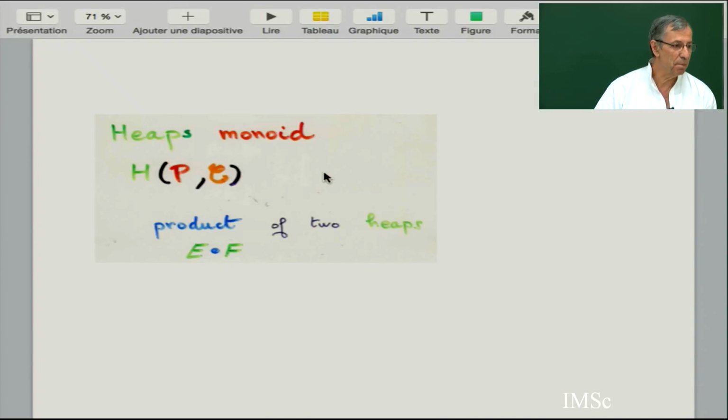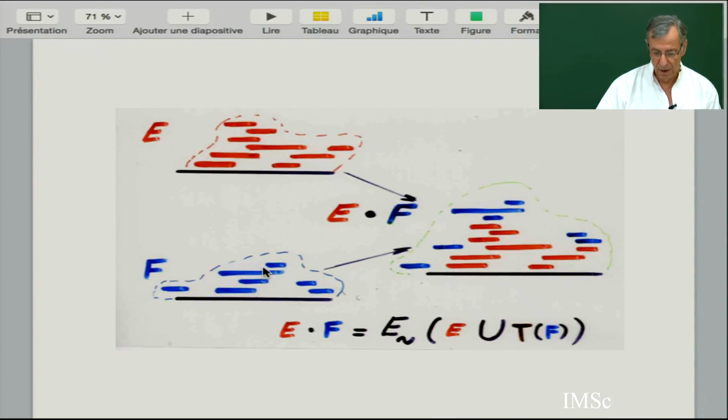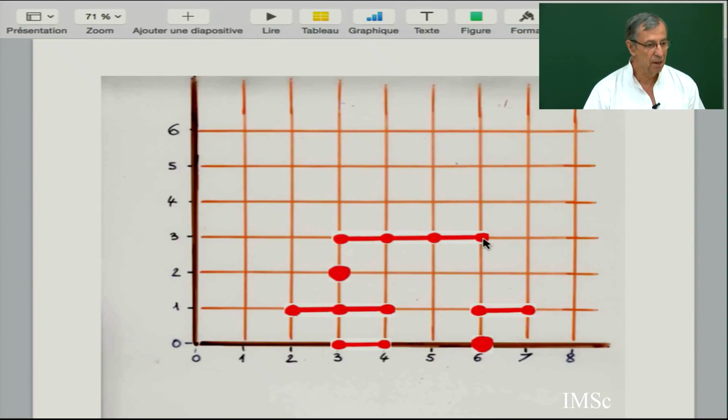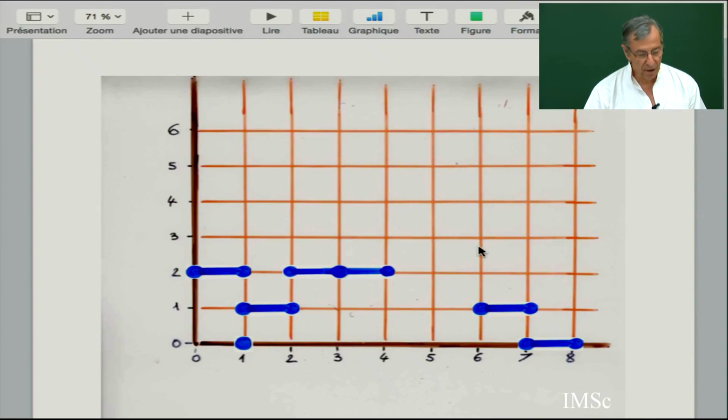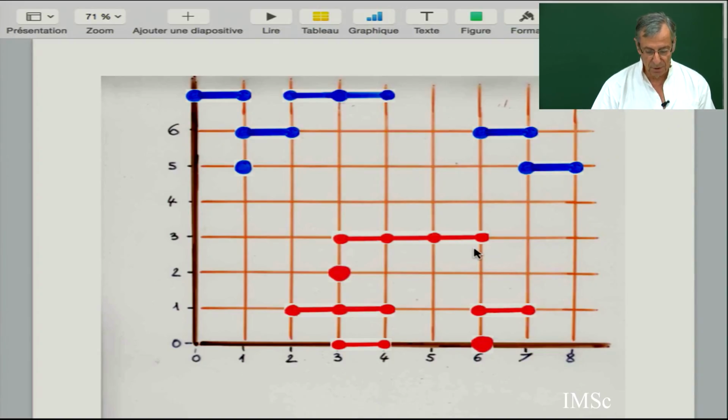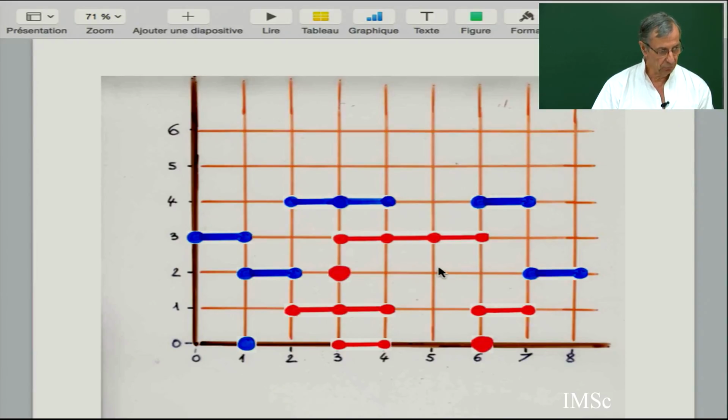Then I define the heap monoid, the product of two heaps. You have a heap E and a heap F, and the product is symbolized by this picture. This is an example: a heap E in red, another heap F in blue. If you take the union of the two, they are going to overlap each other. But the product in this case is the following. You put the blue heap high enough so that all the pieces of the blue are above the level of the pieces of the red. And then you make the blue fall down, and you get the product of the two heaps.